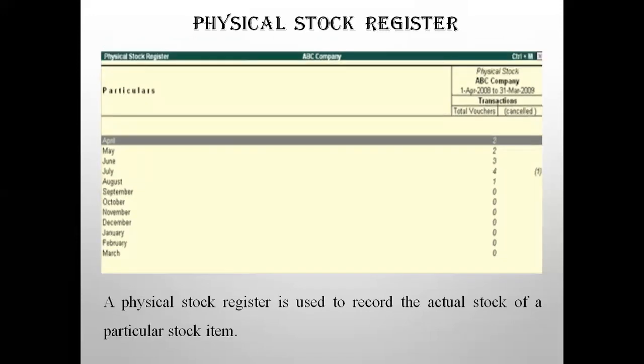Third report is the physical stock register. This register records the actual stock of a particular stock item. In the inventory books, the actual balance of stock in hand as on the date of voucher entry is shown. The difference in stock is automatically added as inwards or outwards as the case may be. So this register summarizes all the stock adjustments made during the reporting period.